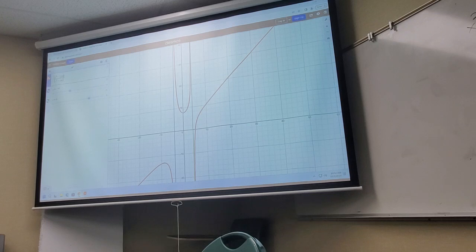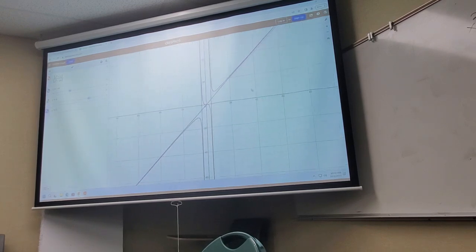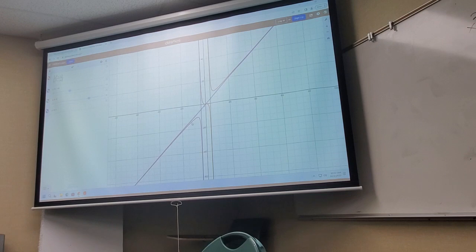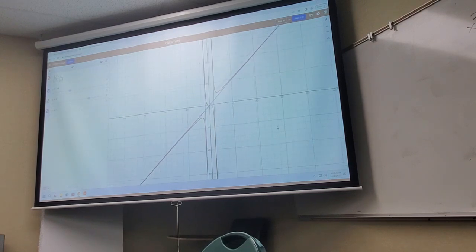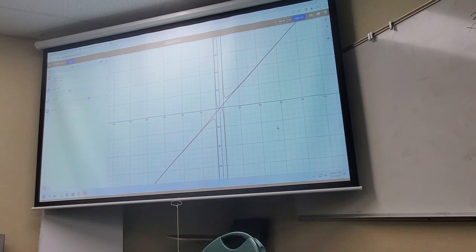Let me go back to this. Let me put in one more thing. Let me put in y equals x. This is our slant asymptote. Do you see what it's doing at the extremes? Isn't it approaching that line if you let time go on? You guys see that? Okay. So that's the idea of any asymptote: over time the function should get closer and closer to it.